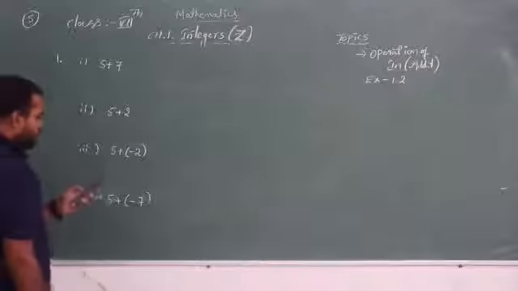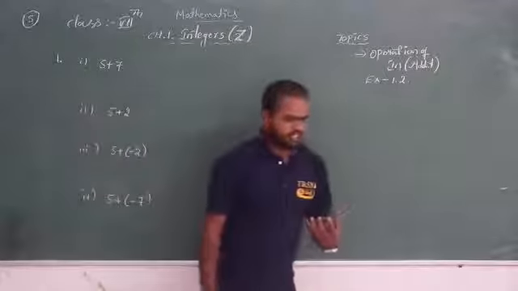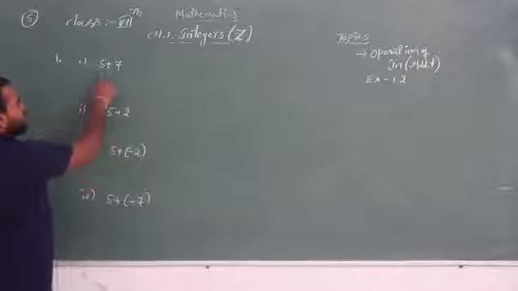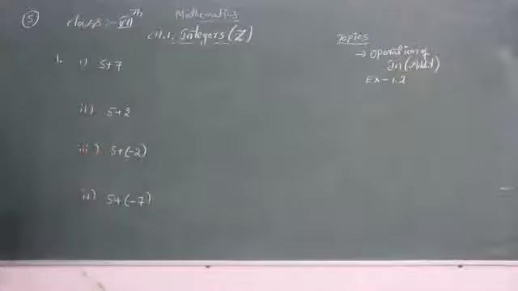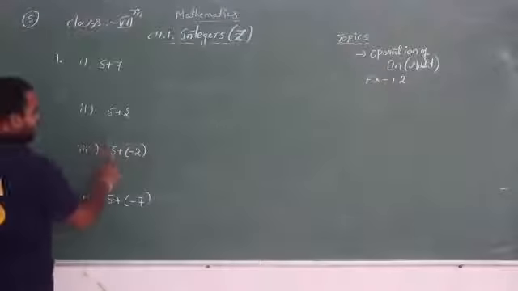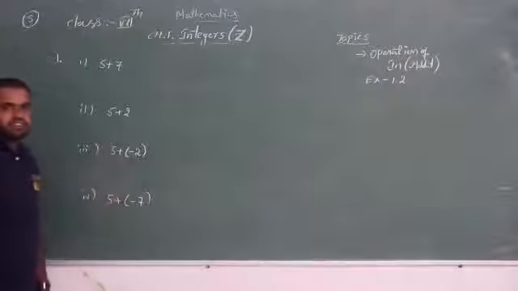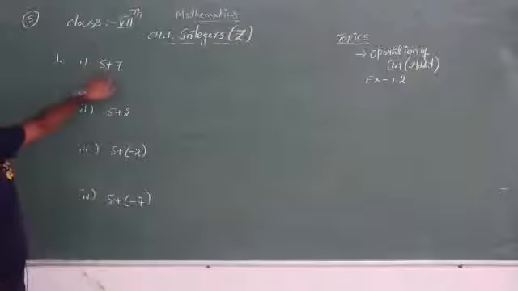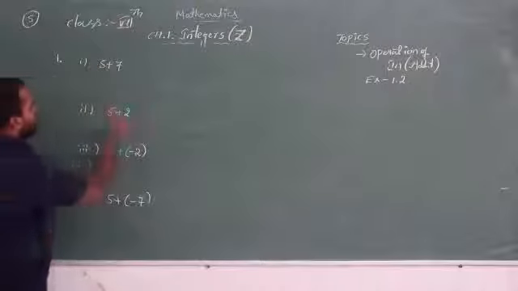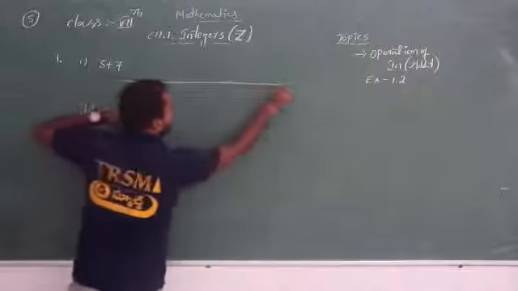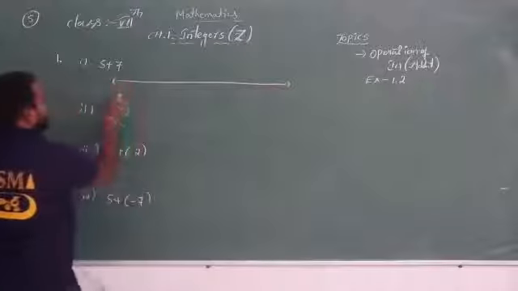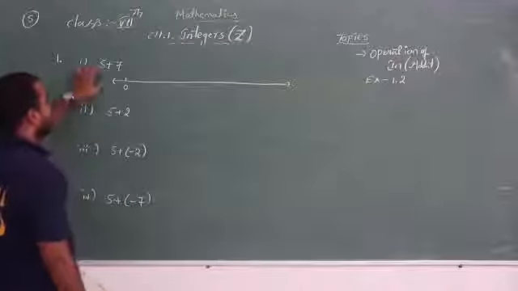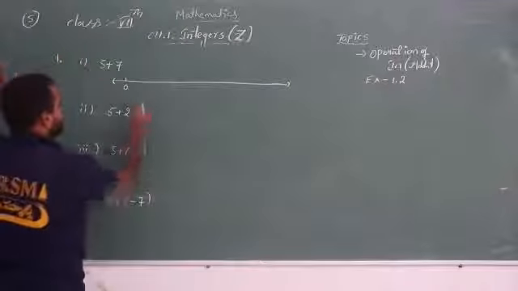Here the two rules are covered: the addition of two positive integers, and the addition of one positive and one negative. First, when adding positive integers, we draw the number line. Since all numbers are positive, I am taking only positive numbers, not negative ones, because we don't have negative values here.